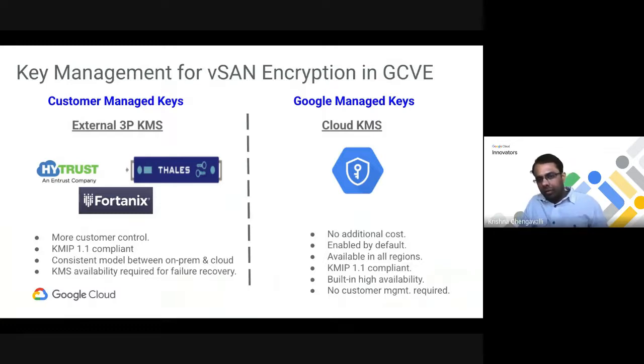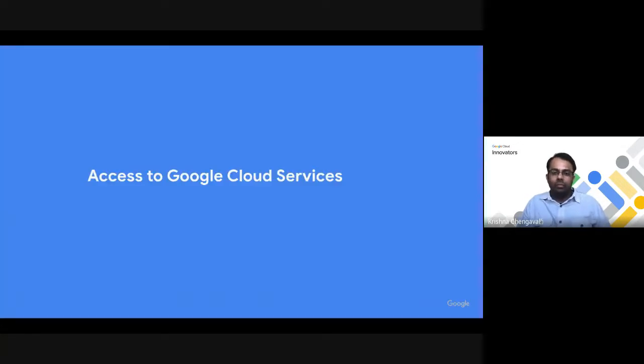But if you choose, as a customer, to use your own encryption keys, you can use an external third-party KMS. At that point, you have to switch over from the default KMS-provided encryption capability to a third-party KMS server. We support a bunch of external third-party KMS providers here, and you can use them to meet your requirements. Again, by default, vSAN is encrypted. There is no way data sits unencrypted on vSAN on Google Cloud. Next slide.